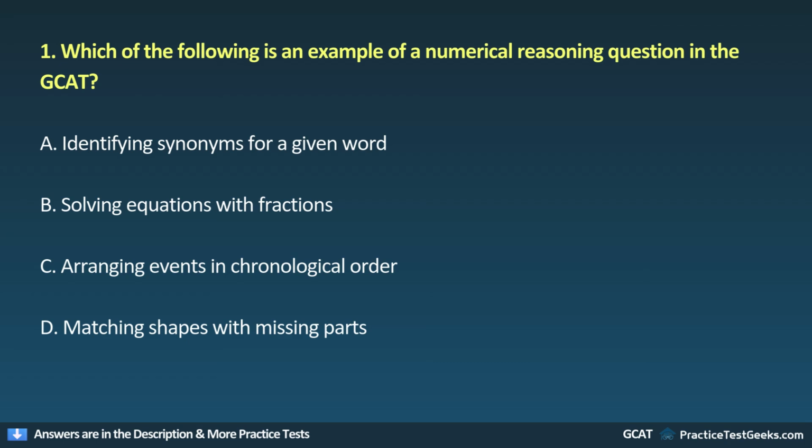1. Which of the following is an example of a numerical reasoning question in the GCAT? A. Identifying synonyms for a given word. B. Solving equations with fractions. C. Arranging events in chronological order. D. Matching shapes with missing parts.